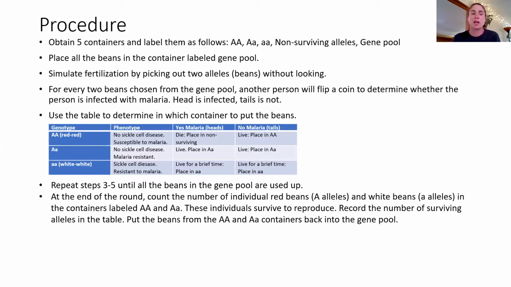Having the presence of the one little a allele does something to your blood cells so that the malaria parasite cannot invade. It can't infect you. And so you've kind of got the best of both worlds. You don't have sickle cell anemia, but you are resistant to malaria. So again, the coin flip doesn't matter.